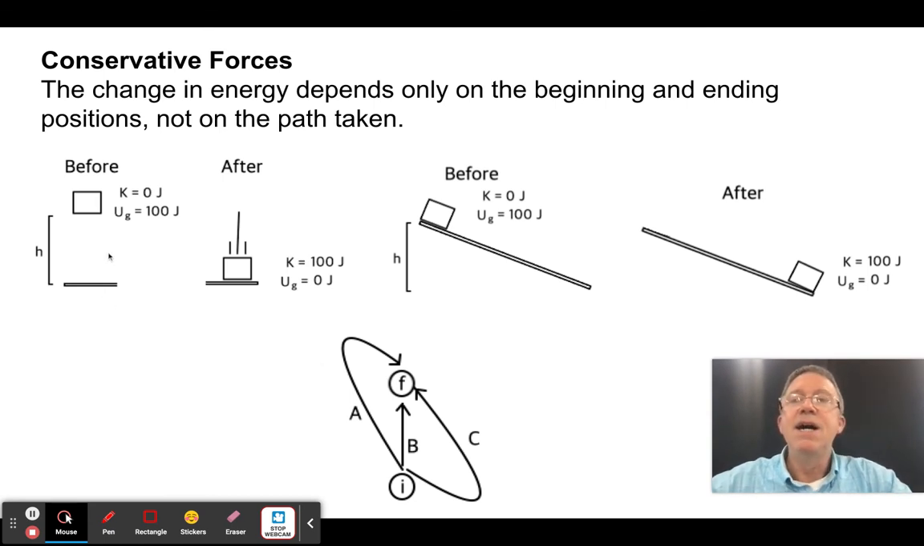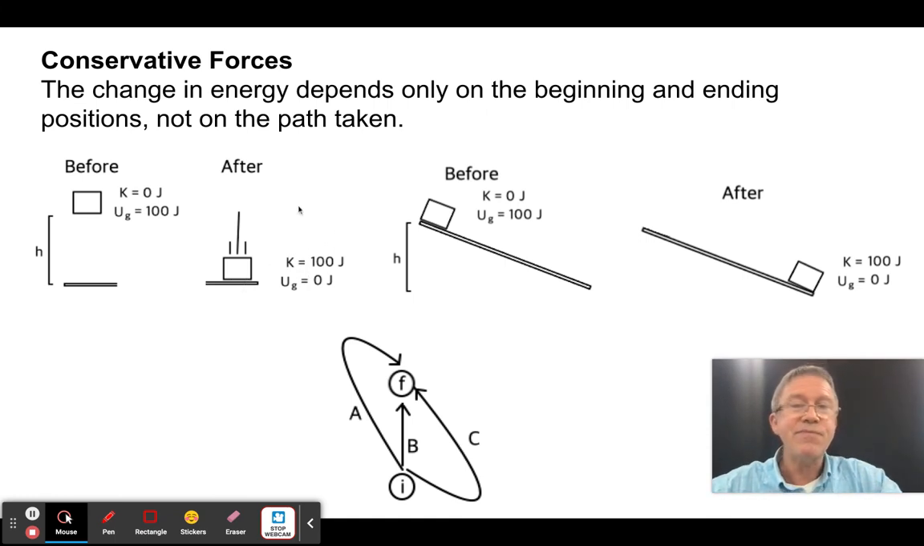Look at this. I have an object. It's here. It's got potential energy. It doesn't have any kinetic energy. I let it fall. Well, what happens? If I have a block-Earth system, it's going to convert its potential energy into kinetic energy, and it's going to end up with 100 joules of kinetic energy when it reaches the ground.